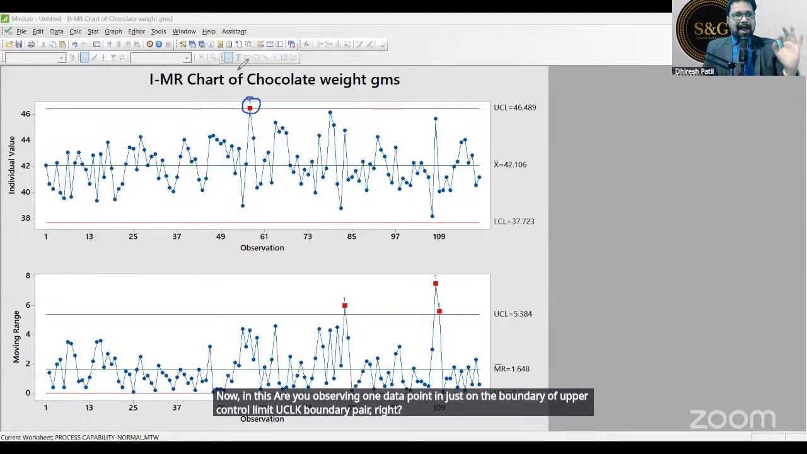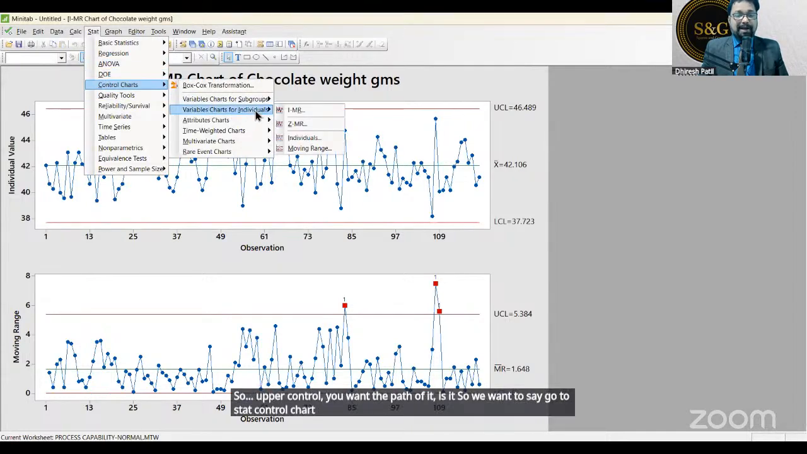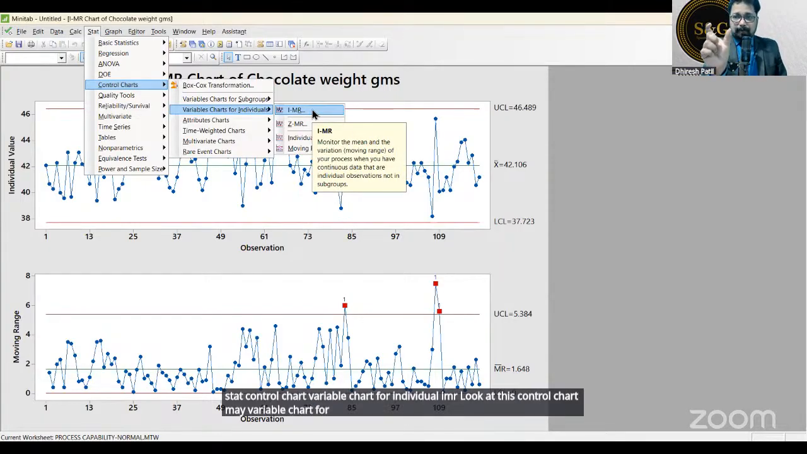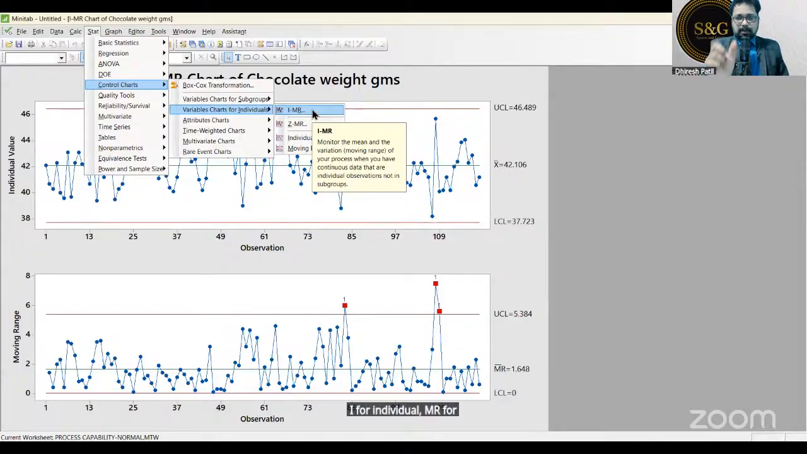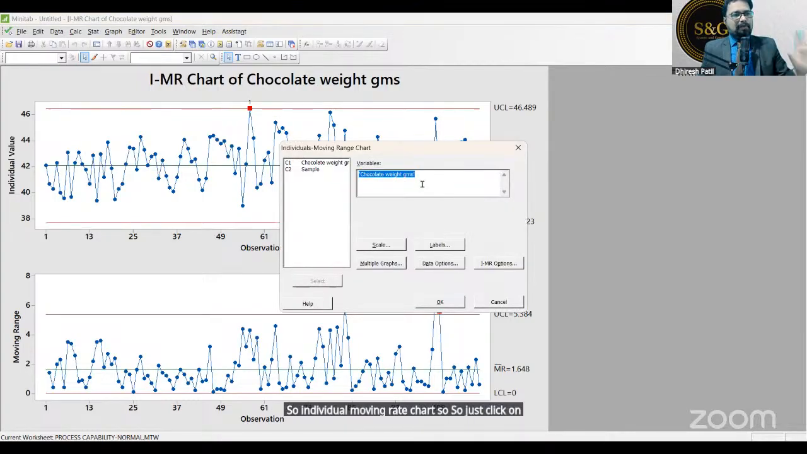So we want to say go to Stat, Control Chart, Variable Chart for Individual IMR. Look at this. Control Chart, Variable Chart for Individual, because we are doing I for individual, no? I for individual, MR for moving range. So individual moving range chart. So just click on that and select chocolate weight and click on OK.